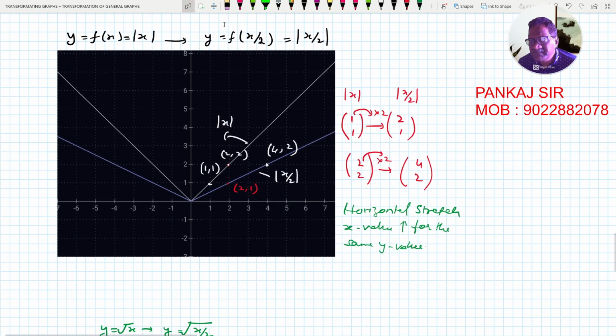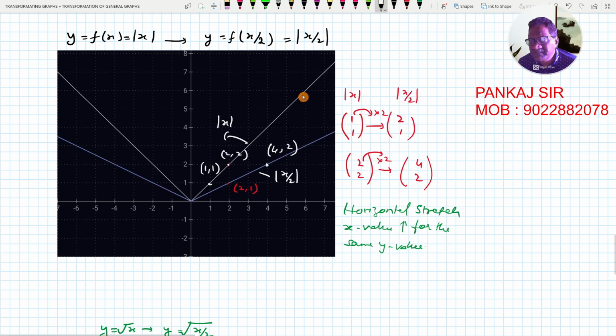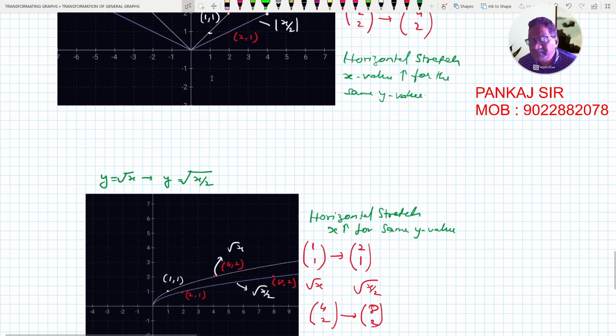Now I will explain one more function. Modulus of x is the parent function and modulus of x upon 2 is the transformed function. You can see this white graph, the parent graph, is getting stretched out in the horizontal direction, outwards, right? And it is forming this blue graph. All these are the changes in the coordinates that you can see, and I've already explained this. So this is what happens to y equals x upon 2. So four transformations I have already taught you.